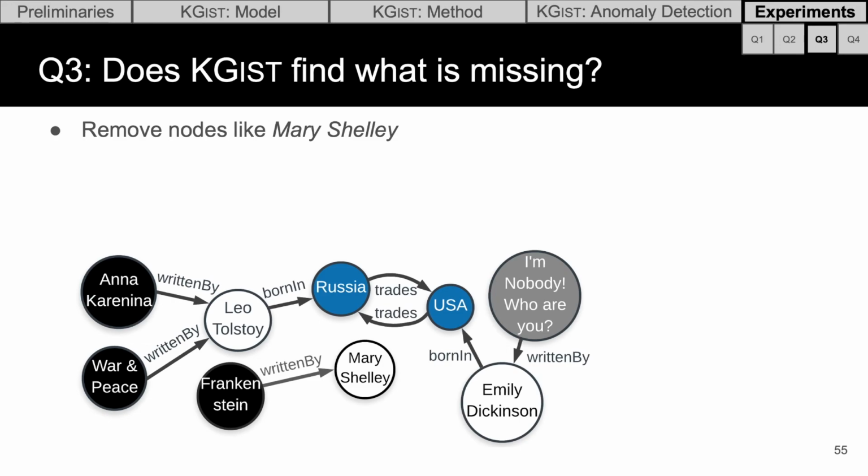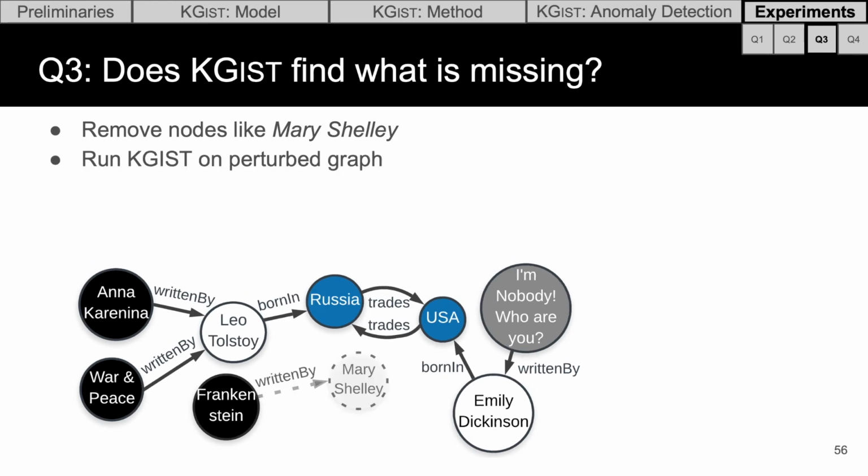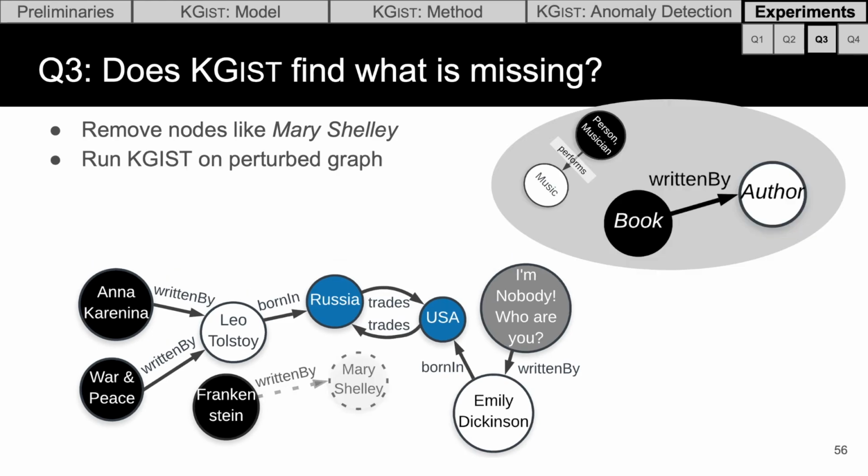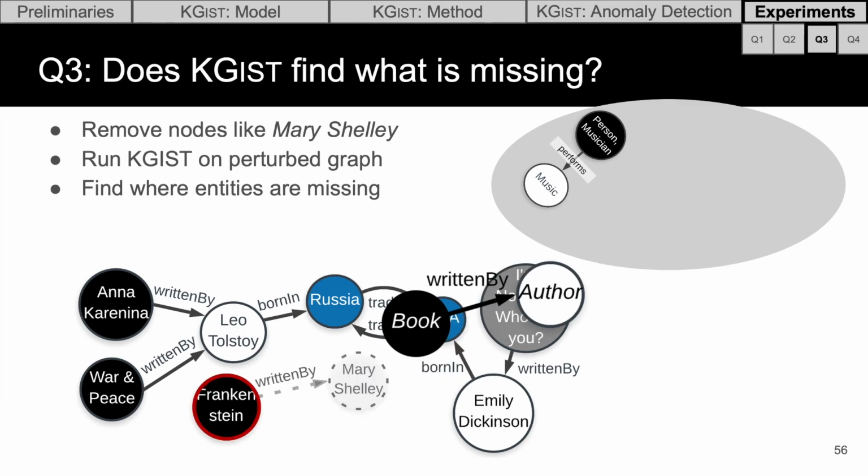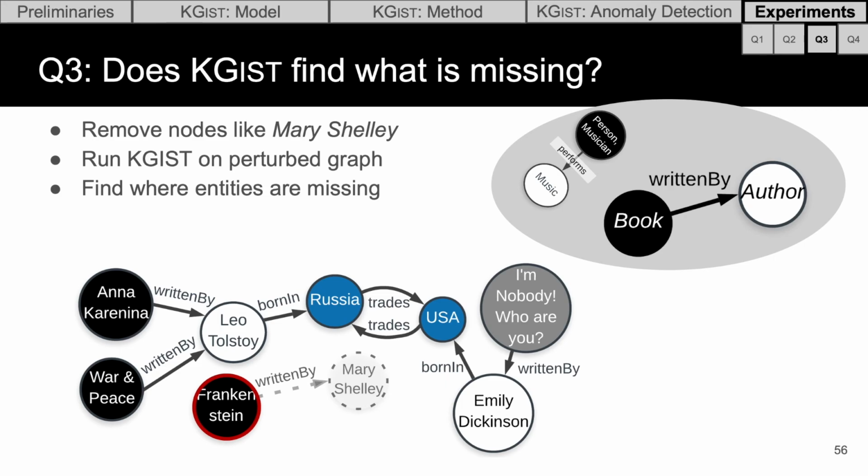Our third research question is whether Kgist finds what is missing in a knowledge graph. To evaluate this, we remove some of the nodes in the graph. For example, perhaps we remove Mary Shelley. We then run Kgist on this perturbed graph, which results in a model, a set of rules. And we apply these rules to find the exceptions that point out where entities are missing. So if we identify that Frankenstein is missing an author, then that's considered a true positive.